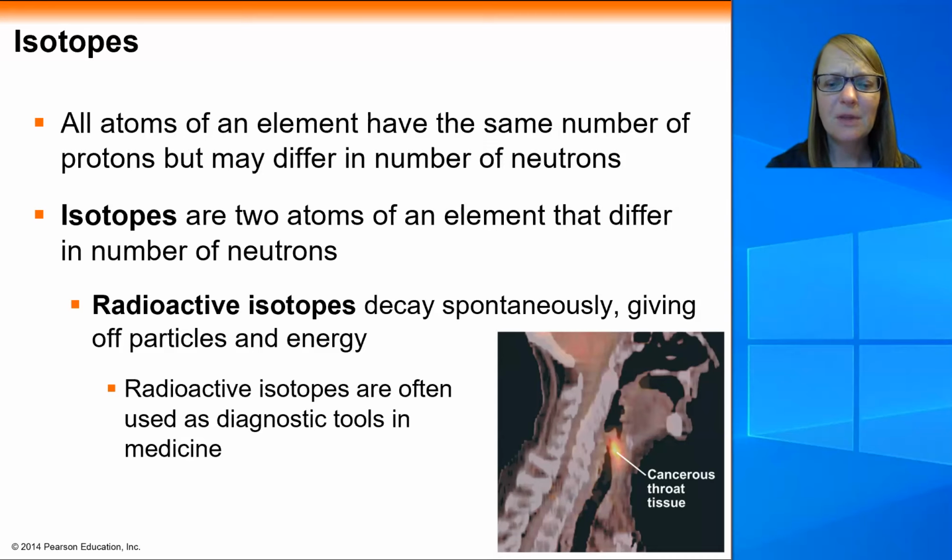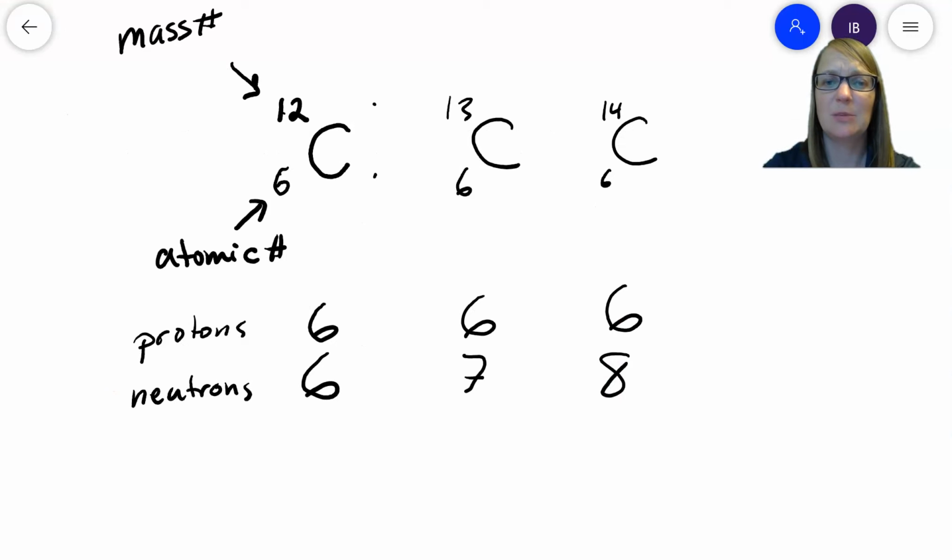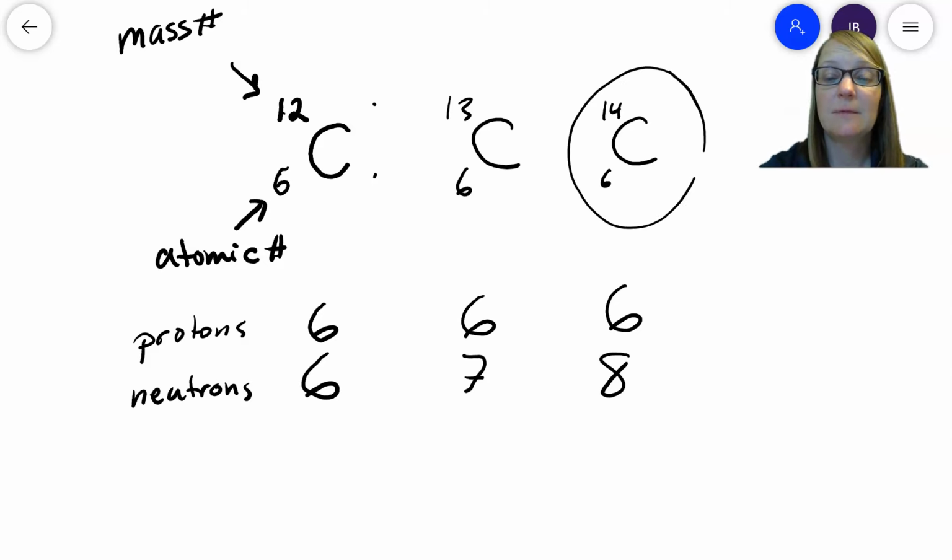And so if we go back again to our example of carbon here, carbon 12 and carbon 13 are both stable isotopes on our planet. It's carbon 14 here that is a radioactive isotope.